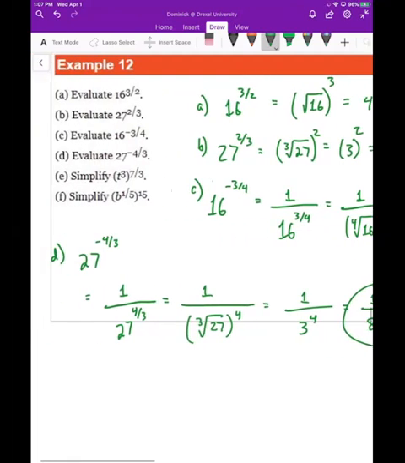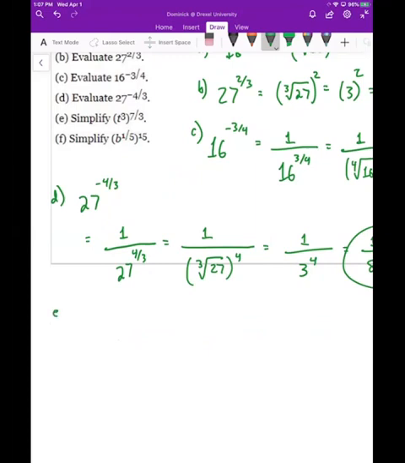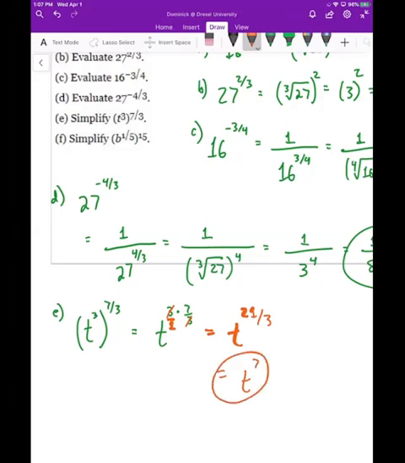Okay. Now, parts E and F are interesting because in part E, we want to simplify t to the 3rd, all raised to the 7 over 3. Well, here we just use our power to a power rule. So this is where we multiply the exponents, and we have 7/3 times 3. What happens here, and you can do this one of two ways: you can think of 3 as 3/1 and multiply across, and you'll get t to the 21/3. Or you could say that your 3 and the divided by 3 are going to cancel. Either way, you're going to find that this is t to the 7th.